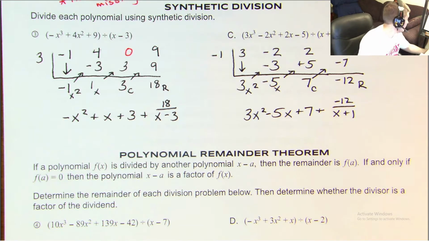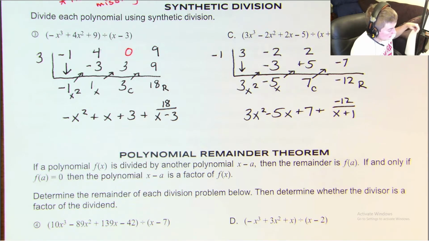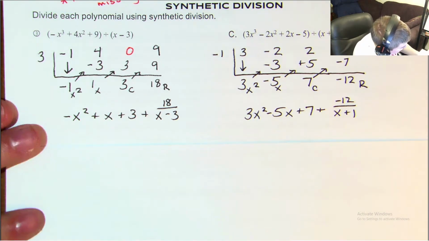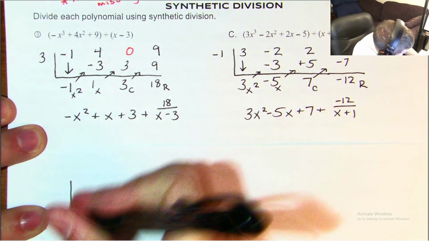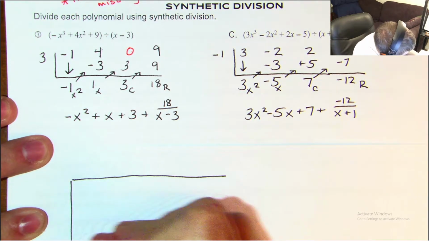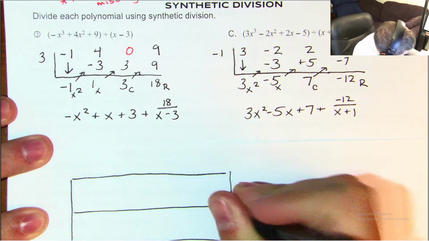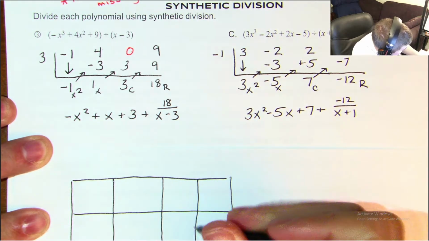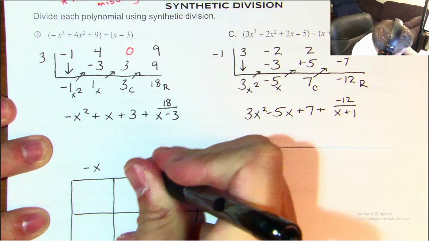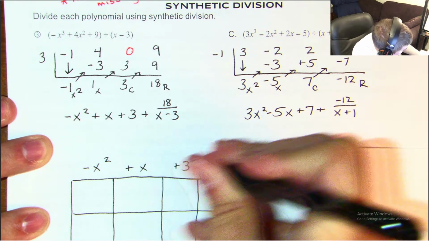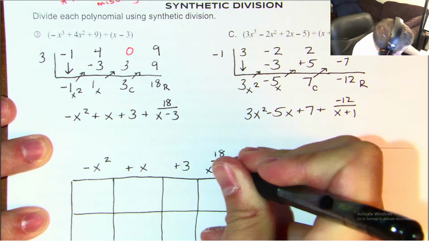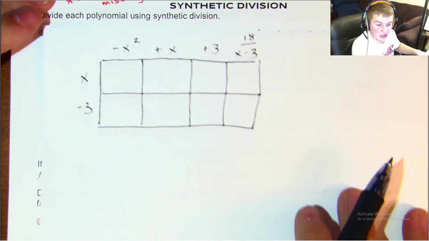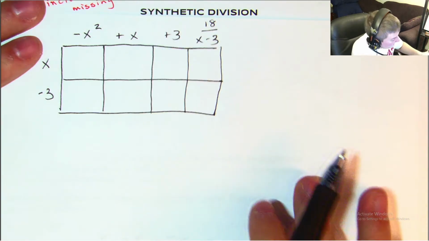And again, I can go ahead and show us. I'll use the first example, that these multiply together. So if I go box method here, I can show us that this works. Negative x squared plus x plus 3, 18 over x minus 3, and then x minus 3. I can go ahead and show you that if I multiply these together, I get my answer.